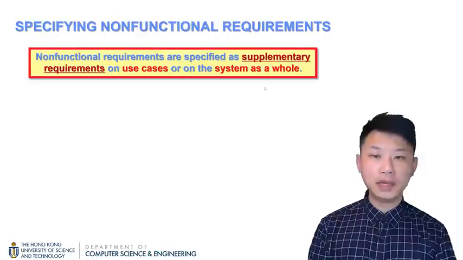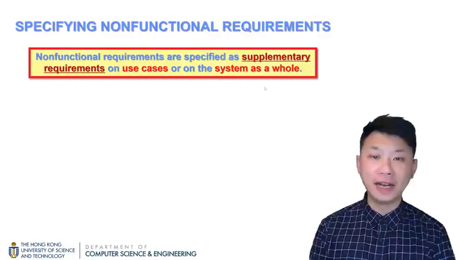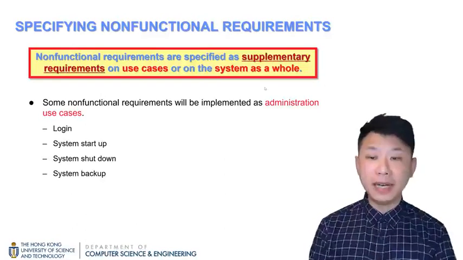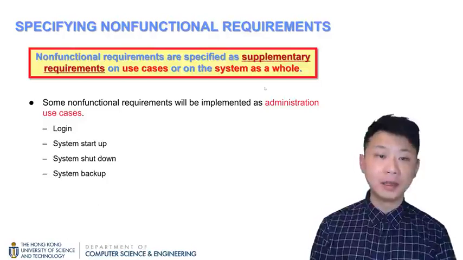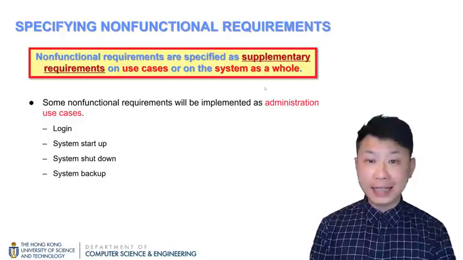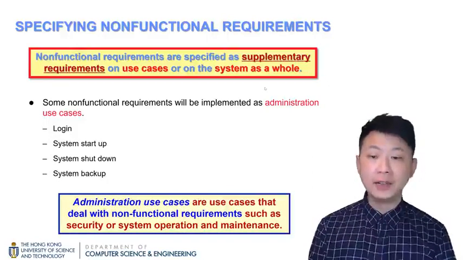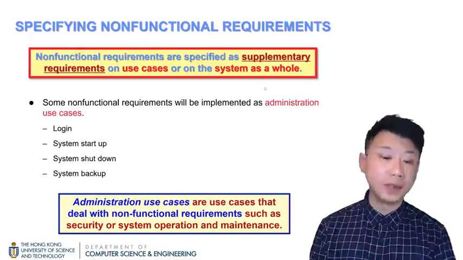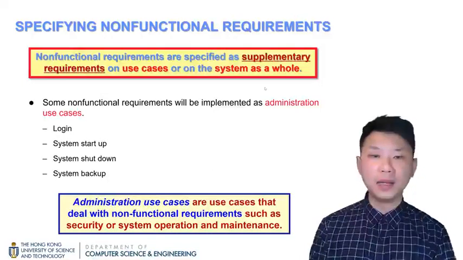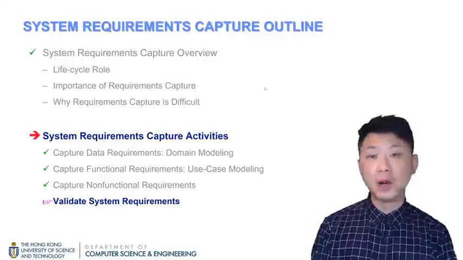So for non-functional requirements, we can either specify the supplementary requirements on top of the use cases that we have defined or on top of the system as a whole. And notice that some of the non-functional requirements will be implemented as administration use cases, for example, login, system startup, system shutdown, or system backup. They are for security, and we can specify them as administration use cases. And administration use cases are use cases that deal with non-functional requirements, for example, security or system operation or maintenance. And we can specify those non-functional requirements using administration use cases. And the next topic that we're going to cover is how to validate system requirements.